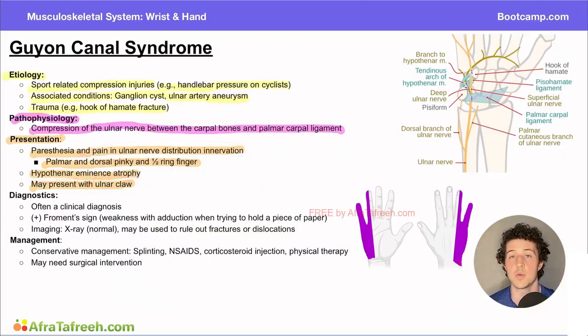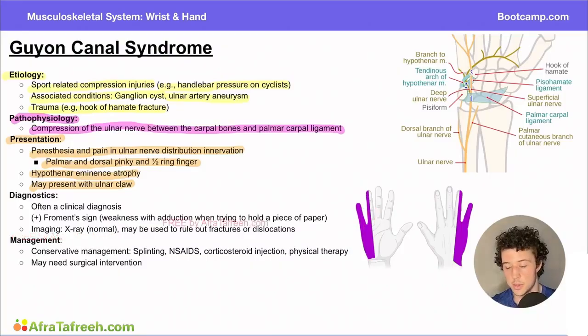So how do we distinguish them? The giveaway will be in the history, but also whether or not the symptoms are worsened with activity at the elbow. If flexion of the elbow or palpation of the elbow worsen the symptoms, we're talking about cubital tunnel syndrome, not Guyon canal syndrome. Additionally, cubital tunnel syndrome can also present with weaknesses of some of the flexors of the wrist and hand, such as flexor carpi ulnaris or the medial half of flexor digitorum profundus.